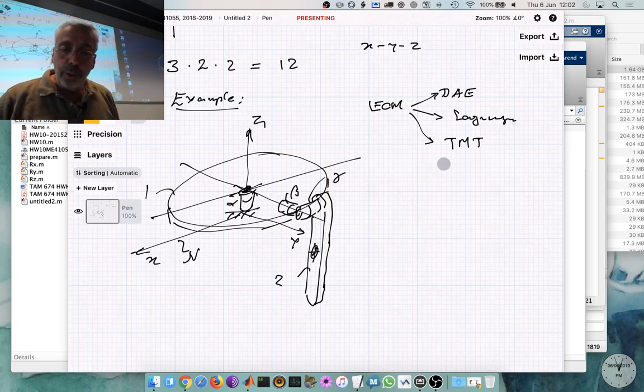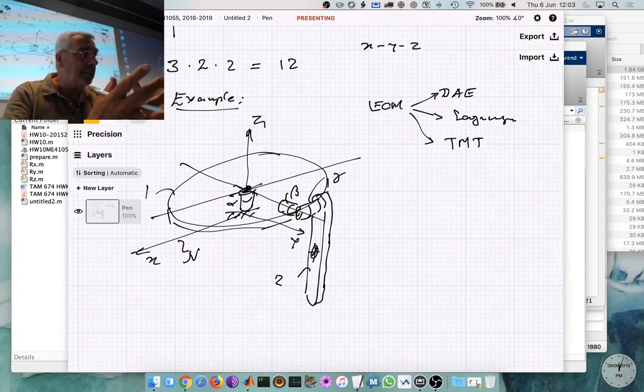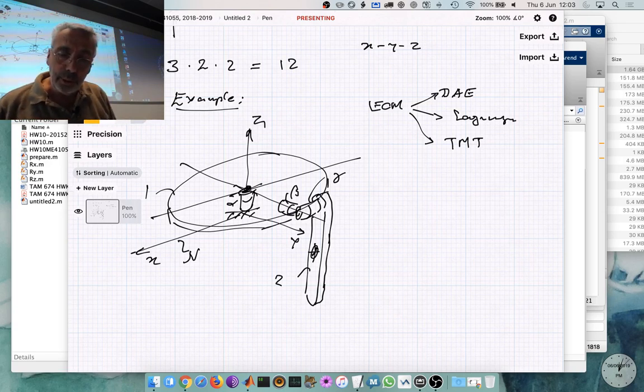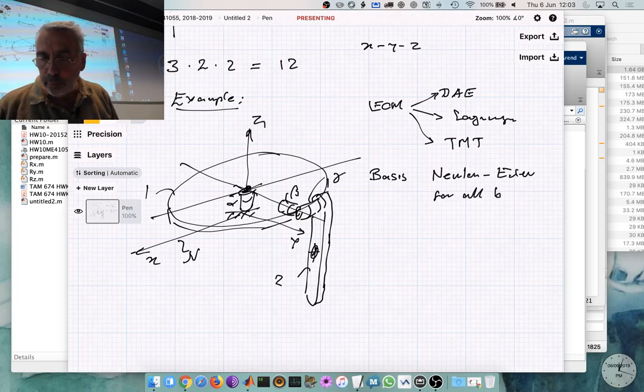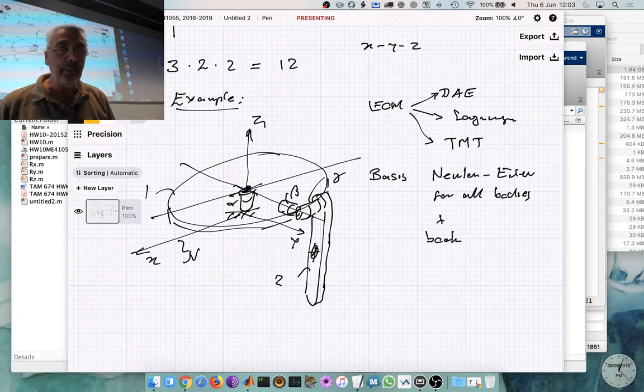But for whatever approach we do, we have to take our basic Newton-Euler equations and cast them into the form we want, right? So what are our basic equations? The basis is Newton-Euler for all the bodies. And for the rest, plus the book we have, because in our book we have all kinds of formalisms to make those equations of motion.